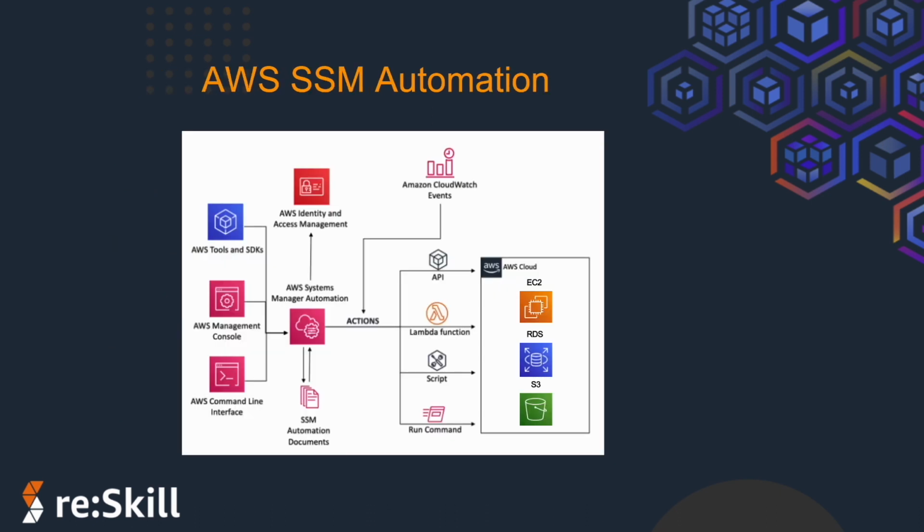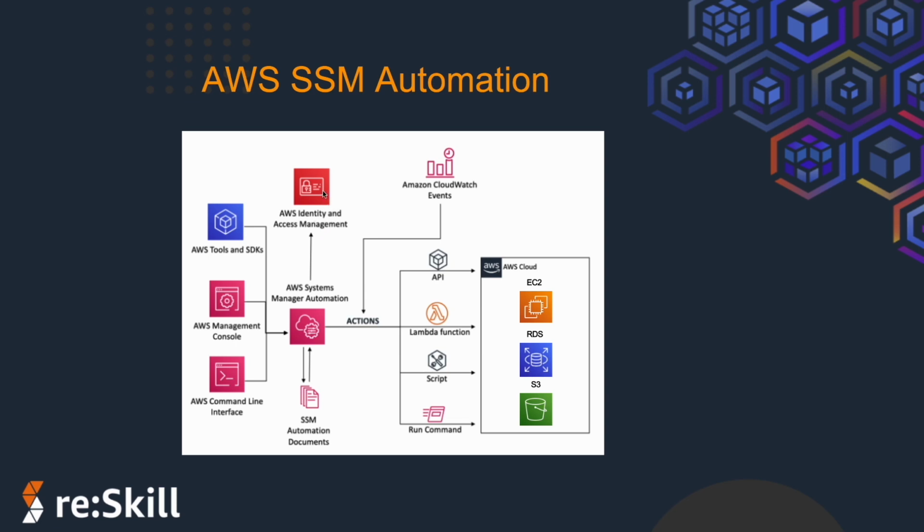This is a sample SSM automation architecture diagram. We can execute the automation via AWS SDK, Management Console, or via the command line interface. Apart from that, we can also schedule execution of the automation via Amazon CloudWatch events.